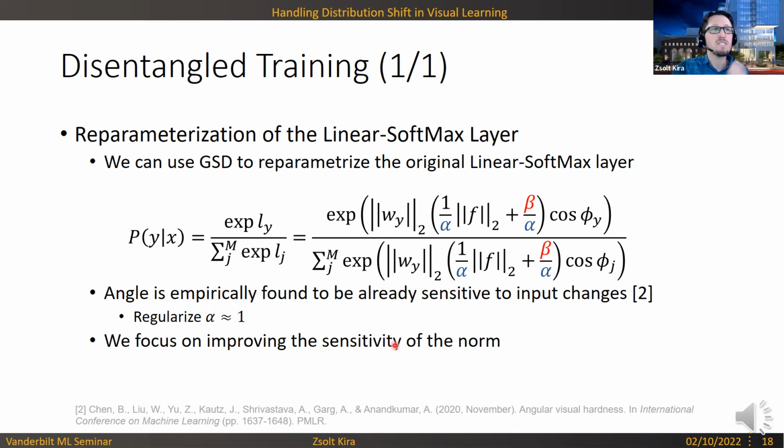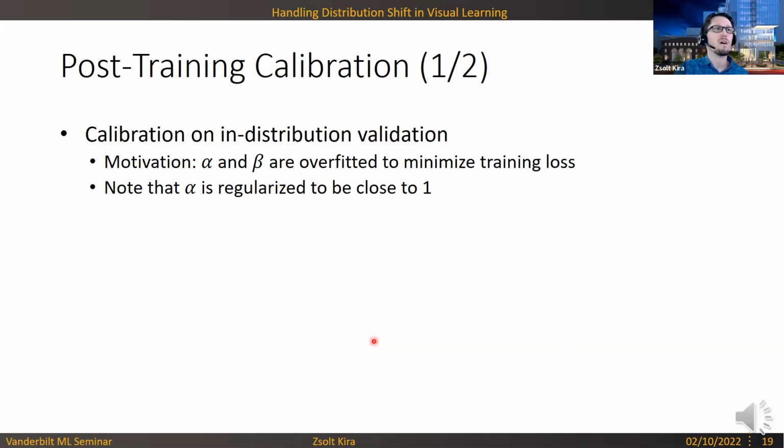And we're really focusing empirically on improving the sensitivity of the norm to things like covariate shift, that is, adding noise to the data and so on. We also have a calibration procedure on the validation set. Again, this is all on the in-distribution validation. We don't have any other distribution data. Because alpha and beta are parameters that might overfit when they're learnable, we just backpropagate through them. But during the validation after the fact, we can either regularize alpha to 1, or we can calibrate these two things.